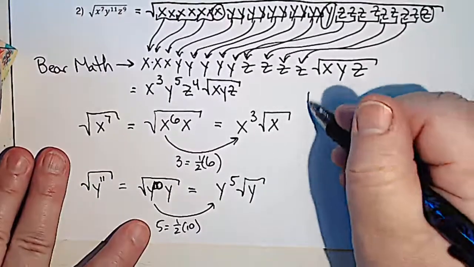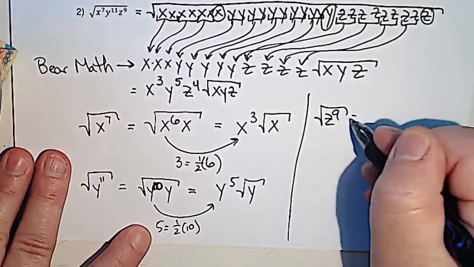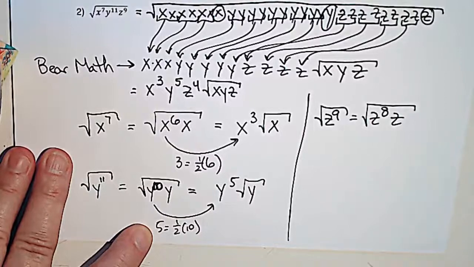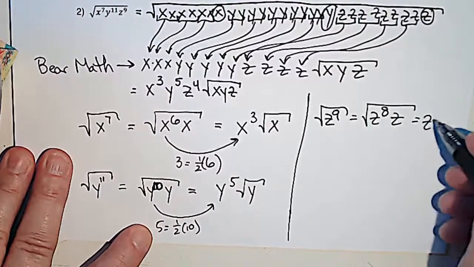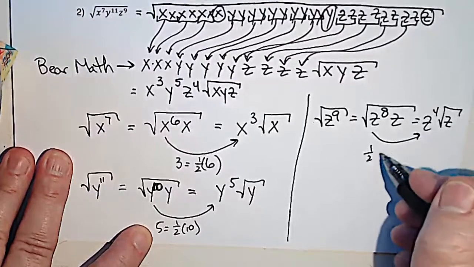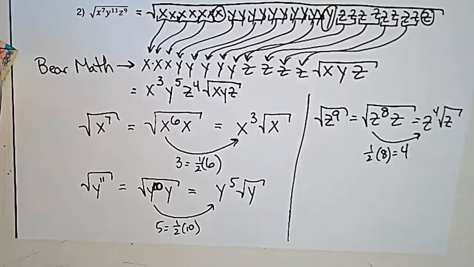And then radical z to the 9th is really radical z to the 8th times z, which we're allowed to do separately. And so that's z to the 4th times radical z. 1/2 of 8 is 4. So square roots mean you're just taking the exponent and breaking it in half.